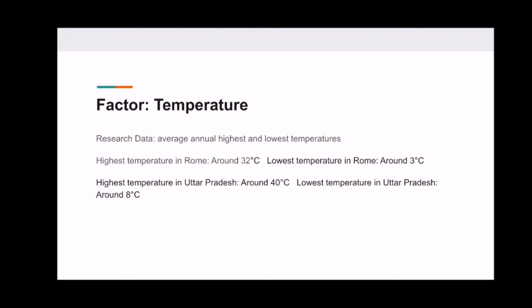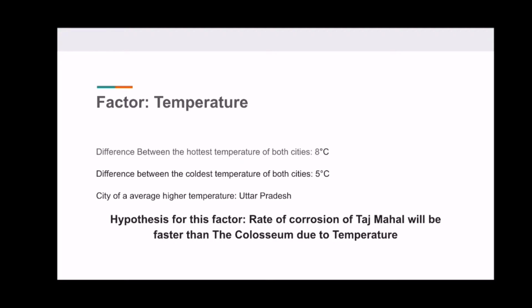I found out that the highest temperature of Uttar Pradesh is 40 degrees and the lowest temperature there is 8 degrees, while the highest temperature of Rome is 32 degrees and the lowest temperature there is 3 degrees. We'll be using the difference between the hot temperature of both cities and the difference between the coolest temperature of both cities in our investigation.